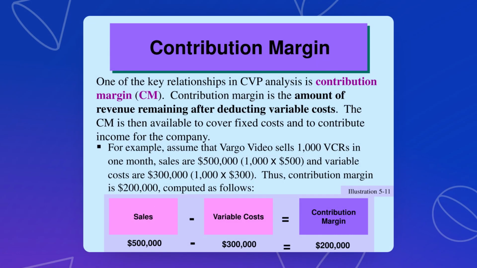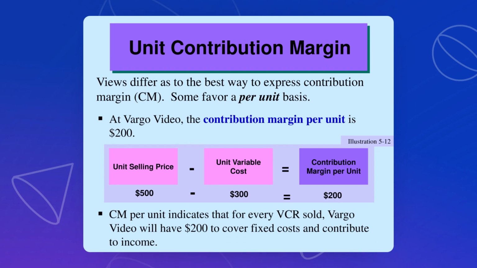One of the key relationships in CVP is your contribution margin. Contribution margin is the amount of revenue remaining after deducting your variable cost. The CM is then available to cover the fixed cost and to contribute to net income. What if 1,000 is the volume? Just multiply it by the selling price. In terms of total, 500,000 minus 300,000, you have 200,000. Also, it can be expressed per unit by deducting the variable cost per unit from the unit selling price, to get the contribution margin per unit.